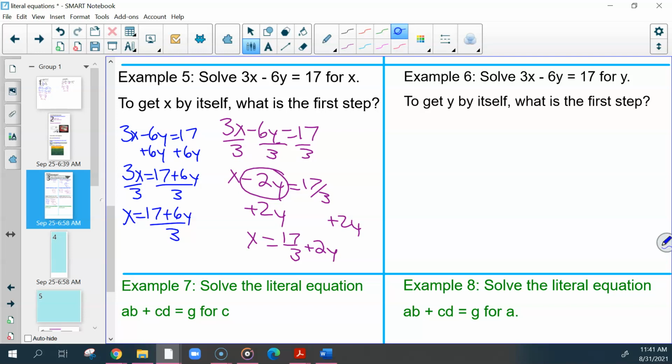So this way is 17 plus 6y all over 3. I could break this up so it's a little bit more simplified. So it's 17 over 3 and 6y over 3. But that would just give me this. They are the same, even though they look different. So whether you left it like this, or like this, because this can be simplified, either one of those would work. Both of them will work when you check it.